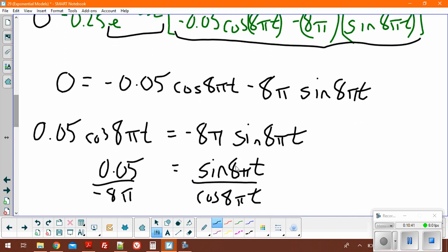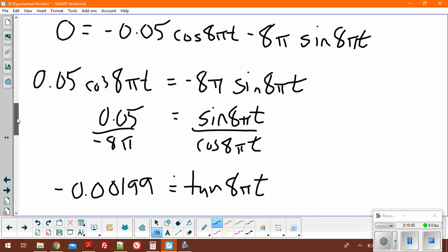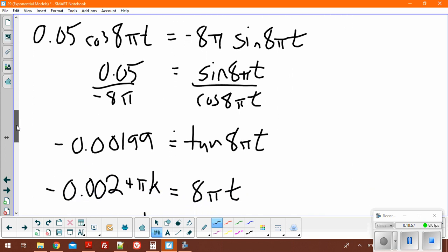Okay, and this is handy because now I have sine over cos of the same argument. So that becomes tan. When I divide these out, I get negative 0.00199 roughly. Now I take my tan inverse. So two things to talk about here. Tan inverse of this number, so I'll change color here, is this part here.